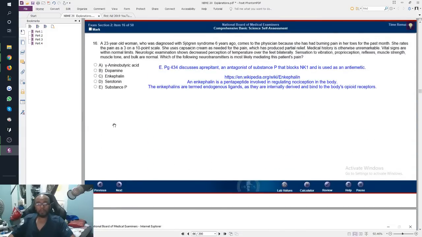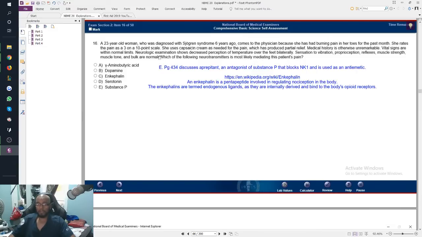16. A 23-year-old woman who was diagnosed with Sjogren's syndrome 6 years ago comes to the physician because she has had burning pain in her toes for the past month. She rates the pain as a 3 on her 10-point scale. She uses capsaicin cream as needed for the pain, which has produced partial relief. Medical history is otherwise unremarkable. Vital signs are within normal limits. Neurologic exam shows decreased perception of temperature over the feet bilaterally. Sensation of vibration, proprioception, reflexes, muscle strength, muscle tone, and bulk are normal. Like so much extra stuff, right? Which of the following neurotransmitters is the most likely mediating this patient's pain?